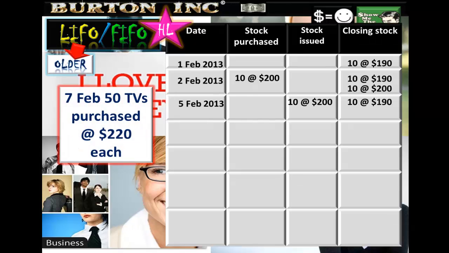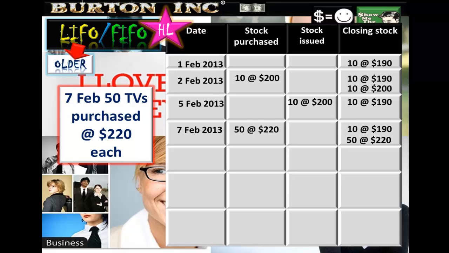On the [?]th of February, 50 TVs have been purchased. We can see that this costs the firm substantially more. TVs have been purchased in at $220 each now. We'll add these 50 TVs on to our stocks of $190, 10 at $190. So 50 at $220 and 10 at $190.